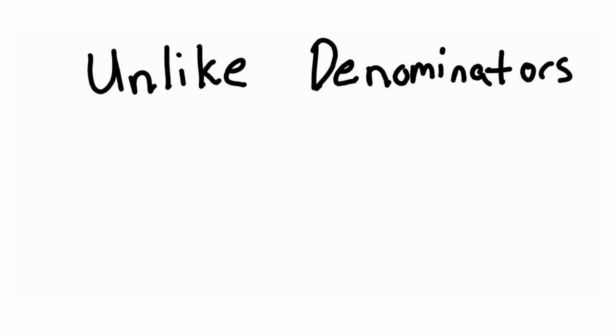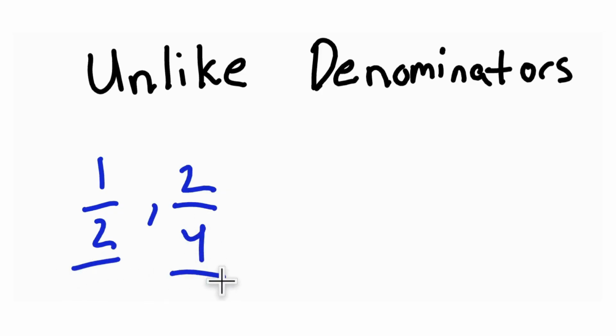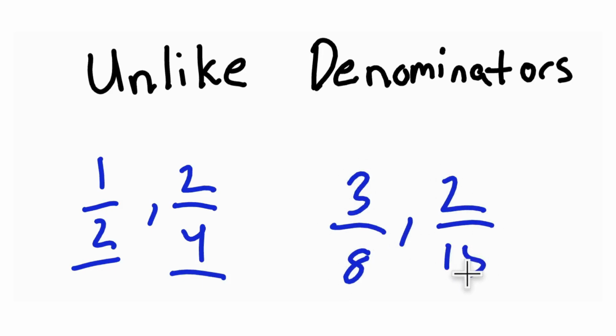Unlike denominators. First of all, what is an unlike denominator? Unlike denominators are the bottom numbers in two fractions that are completely different. For example, the two fractions 1/2 and 2/4 have unlike denominators because 2 and 4 are different. Another example would be 3/8 and 2/15. Those have unlike denominators because 8 and 15 are different.